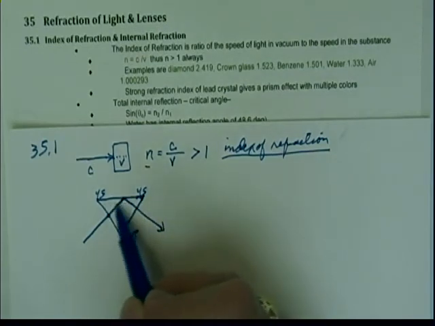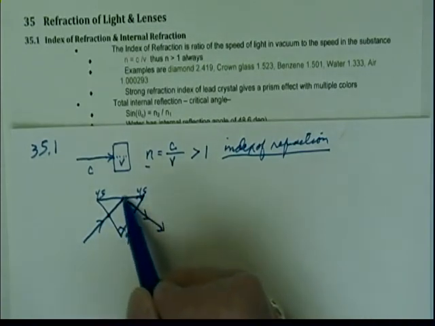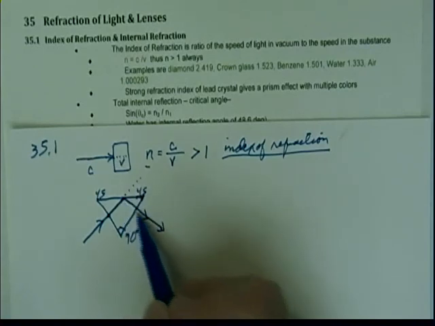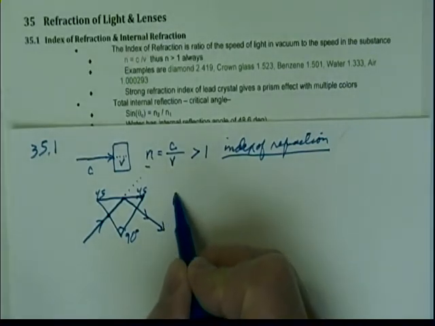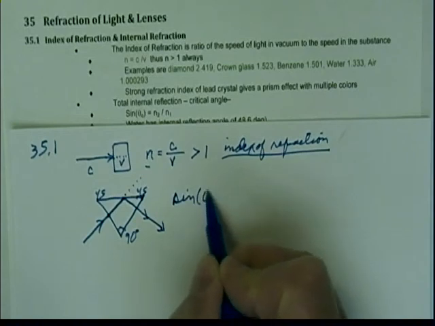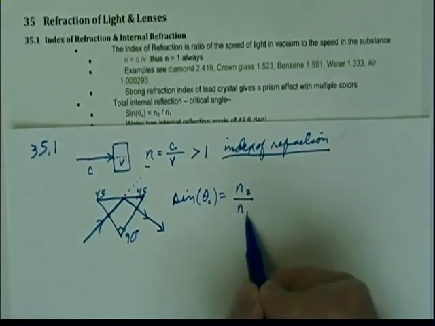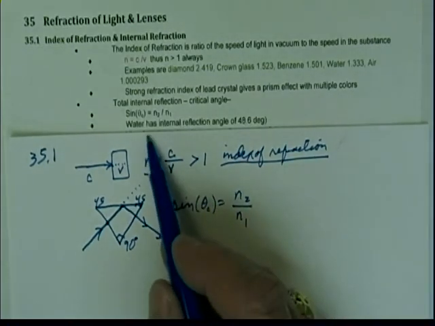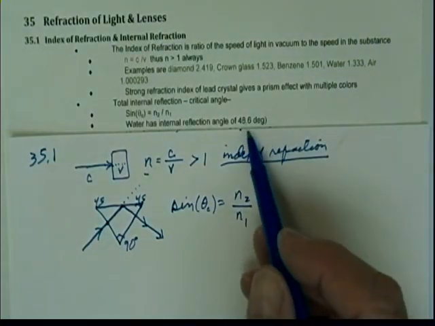In fact, when we take a prism like that and bring light in and then let it move through here, it will not continue through this. In fact, it will be bent and reflected back perfectly if we have a condition where the sine of this critical angle is equal to the index of refraction of the substance inside relative to our other substance, which of course in this case will be air. Now water has an internal reflection angle of 48.6 degrees.